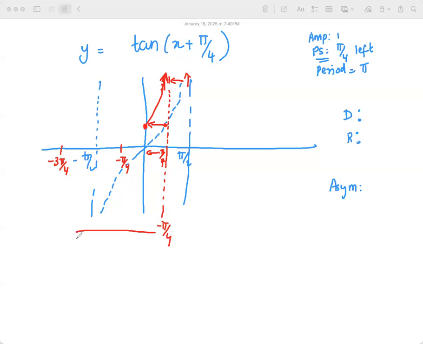Can I call a name? Bhuvanesh or Nitin, can you tell me where should I draw the next asymptote? Maybe 3 pi over 2. 3 pi by 2. Good job. Nice. Because the period is pi.